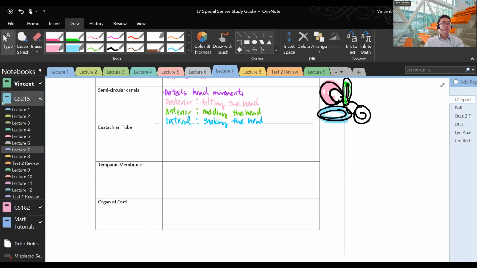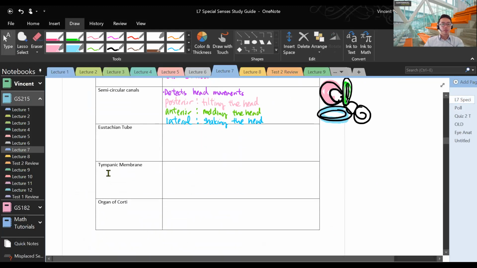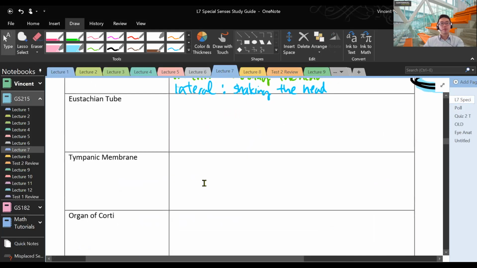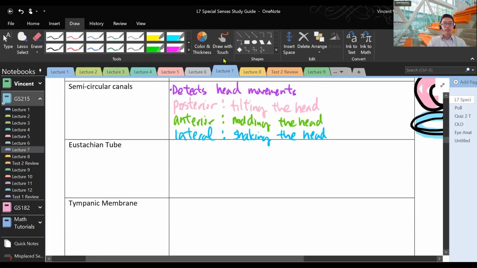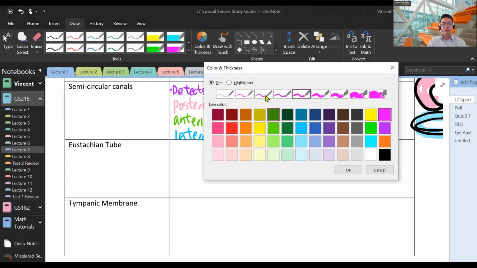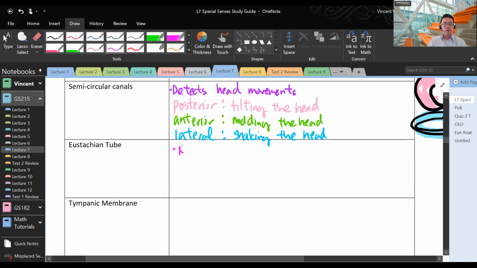Next one, we have the Eustachian tube. What is the function of the Eustachian tube? The Eustachian tube is normally closed, but it will open during swallowing. Let me write that down for you. Normally closed, but will open during swallowing.